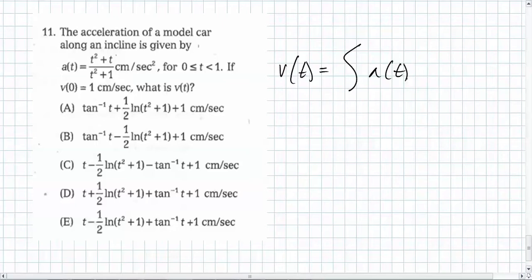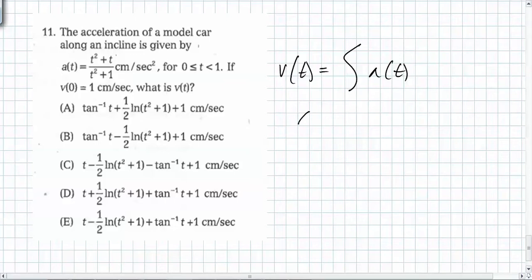But if you integrate acceleration, how many different integrals can you get? As many as you want, right? Because the constant can be anything. Do you agree with that? So how do we fix what that constant is? Oh, they tell us that v of 0 is 1. That's the initial condition.